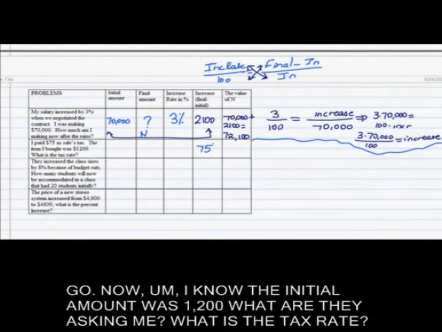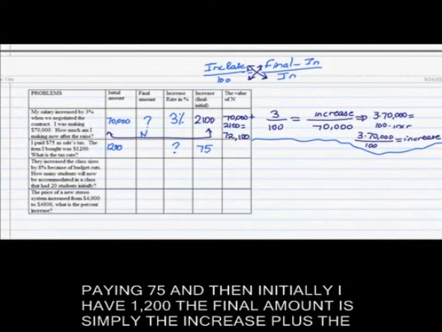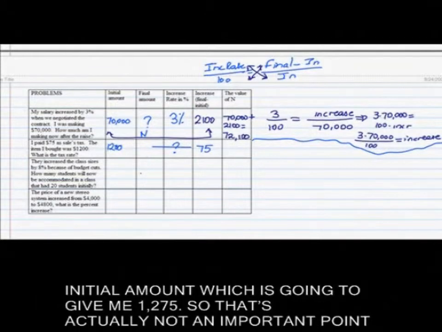Now I know the initial amount was $1,200. What are they asking me? What is the tax rate? So here it is. They are asking me, what is the tax rate? So what is the final amount? If I'm paying 75 and then initially I have 1,200, the final amount is simply the increase plus the initial amount, which is going to give me 1,275.